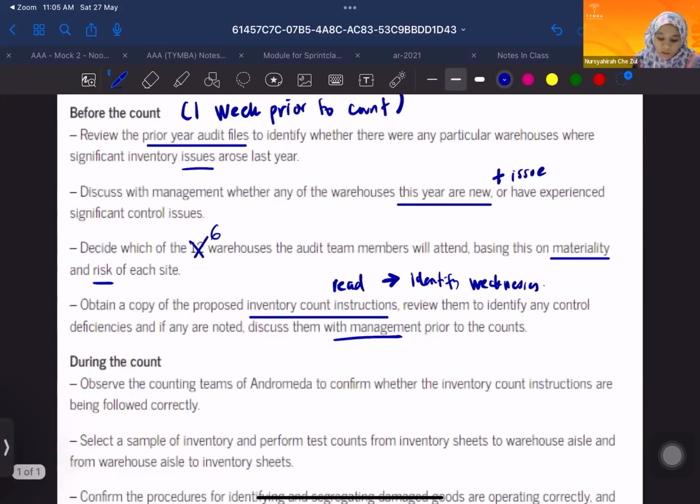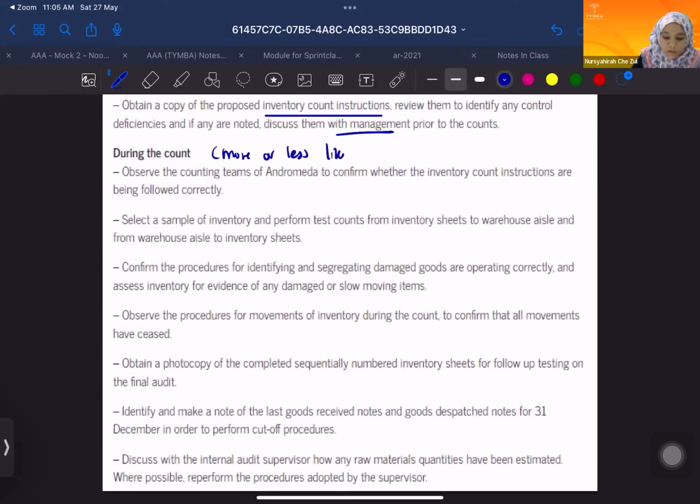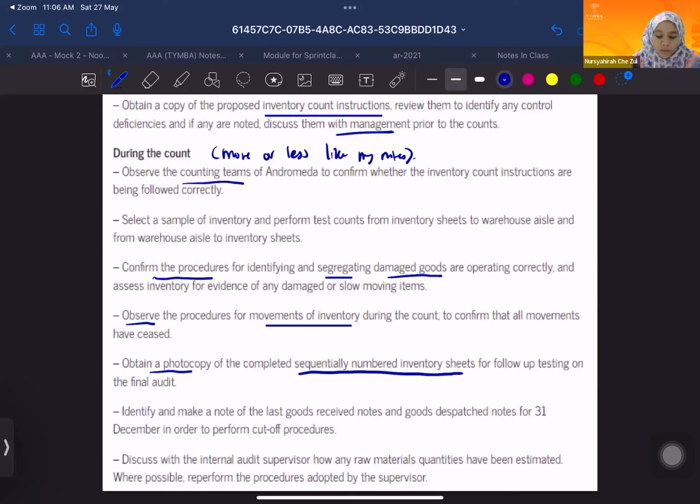Okay, next, during the count. During the count, it's actually more or less like my notes. For example, observe the procedure to make sure no movement. Confirm the procedure to make sure that damaged goods are segregated, meaning kept separately. Obtain a photocopy of a sequentially numbered inventory sheet. Observe the counting team to identify if they are following the inventory count instruction. So more or less you can use the knowledge from my notes.